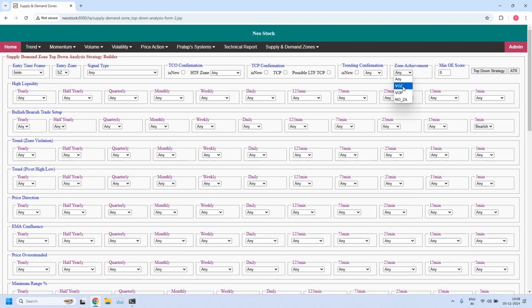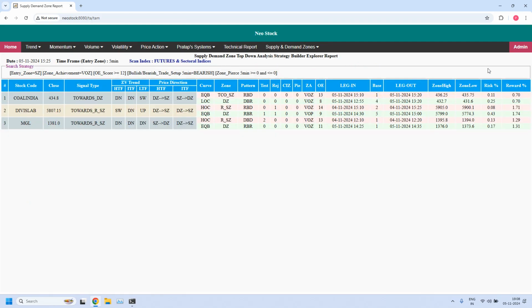Zone achievement violated opposing zone. Minimum odd enhancer score 12. All 3 filters are applied to the 5 minute supply zone. And we got 3 stocks. In these three stocks, they are high probability setup supported because the 5-minute supply zone is part of the 15-minute supply zone. Sorry. These three are bearish trade setup supported stocks.